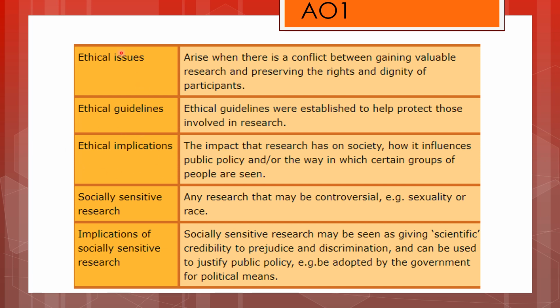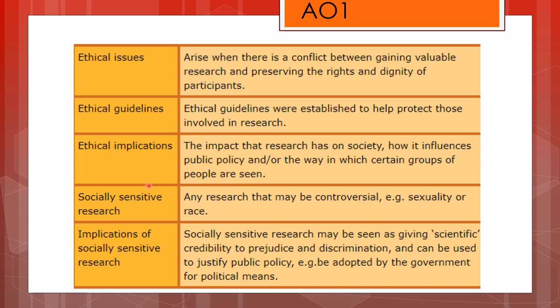So if we start with ethical issues, these arise when there is a conflict. So we want to gain some valuable research, but we need to make sure that we are protecting the rights and dignity of our participants. And these ethical issues can spiral into research that is socially sensitive. Something that is socially sensitive is anything that's controversial. So doing research into sexuality, race, even parenting can provide issues from that study.